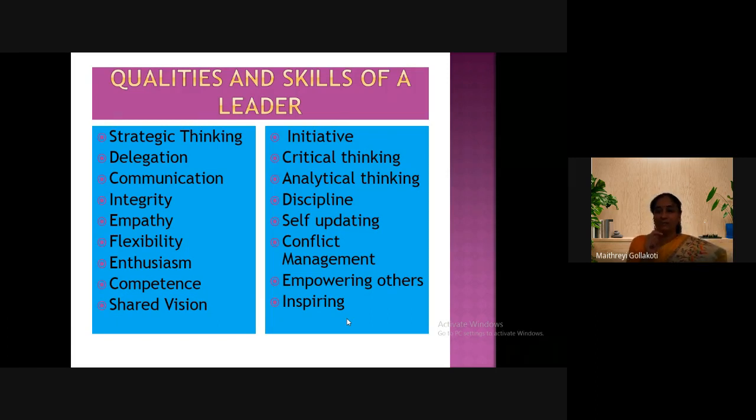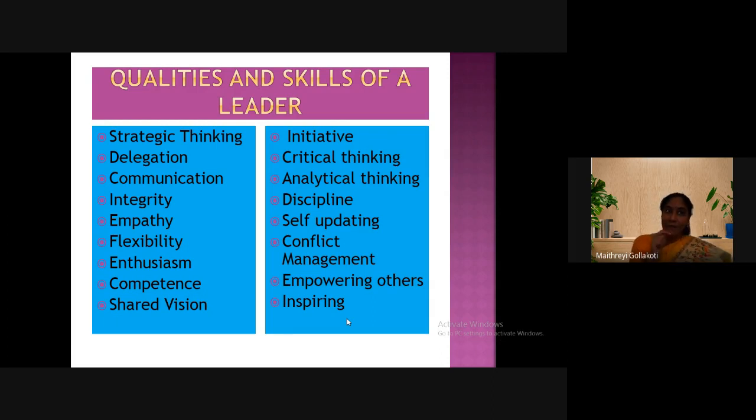Next is initiative. Whenever there is something new, please don't hesitate. Take initiative. Go forward. Encourage the students also to come forward. See, if you don't go forward, students won't come forward. So that is why we should be initiators first. Whatever competitions we are conducting in college, whatever new projects we are taking in college or school, wherever you're working, always take initiative. Be enthusiastic. Take the lead.